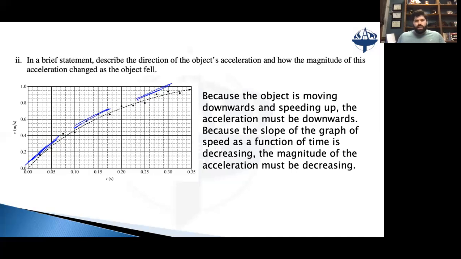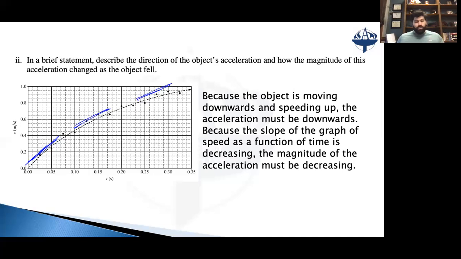Let me say that again. In order for something to speed up, the acceleration, which is the change in velocity over time, needs to be in the same direction as the velocity. We see that this speed is directed downward, or we have a downward velocity. And so if it's speeding up, that means the acceleration must be downward. And also, because the slope of the speed function here is decreasing, that means the magnitude of the acceleration must also be decreasing.